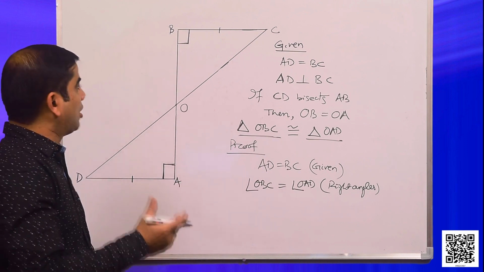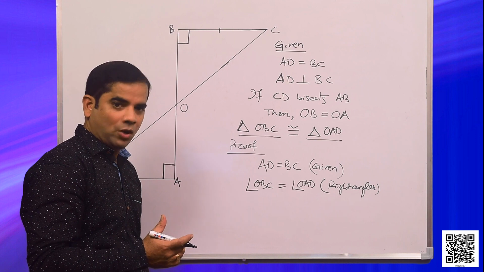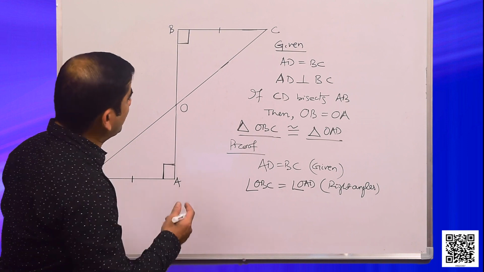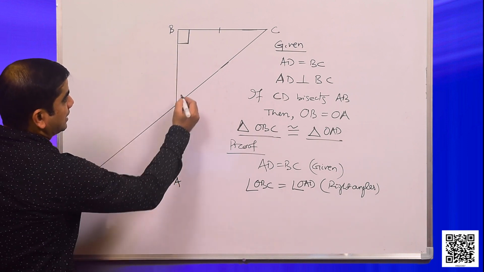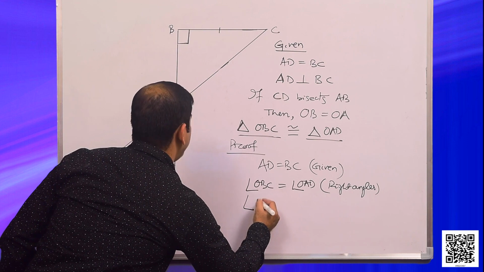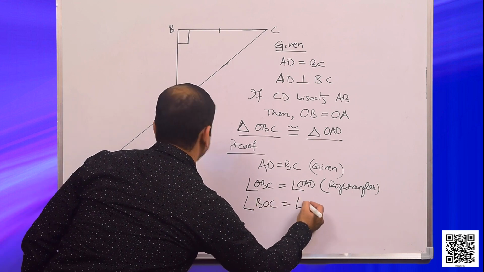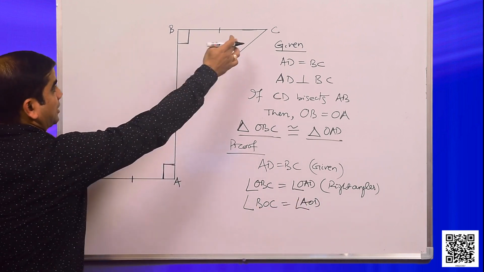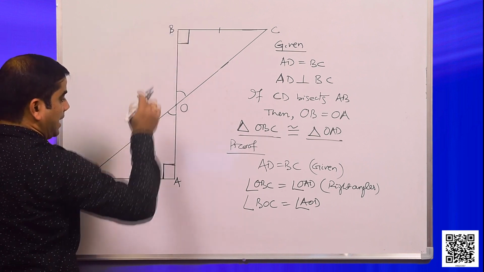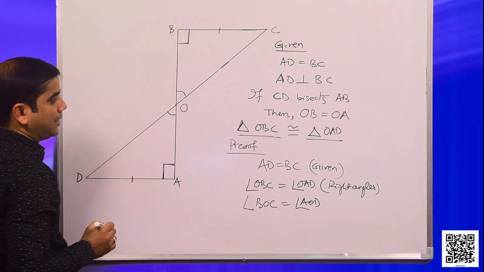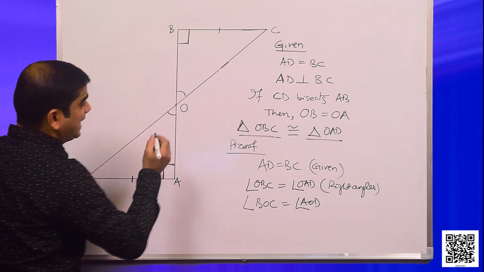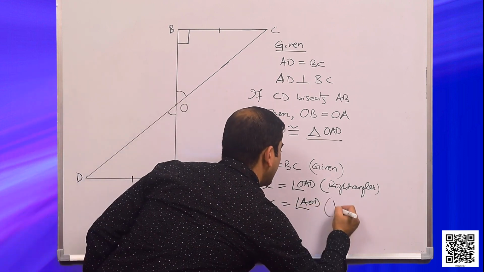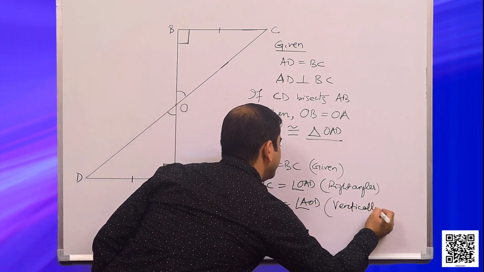If we can find another pair of sides or another pair of angles, we can think about the congruency. So, clearly you can see in these two triangles, angle BOC is equal to angle AOD. Why? They are vertically opposite, because CD and AB are intersecting each other at point O, thereby creating the vertically opposite angles BOC and AOD. So, they are equal because they are vertically opposite.